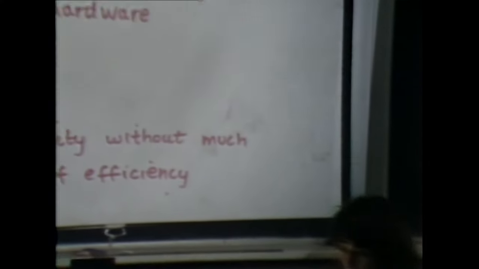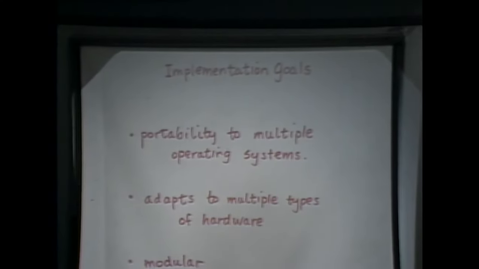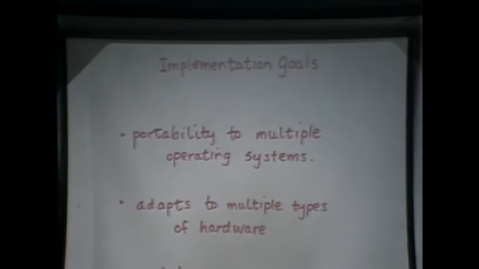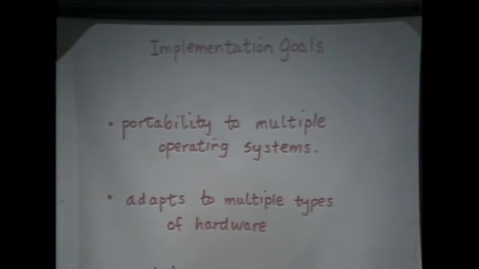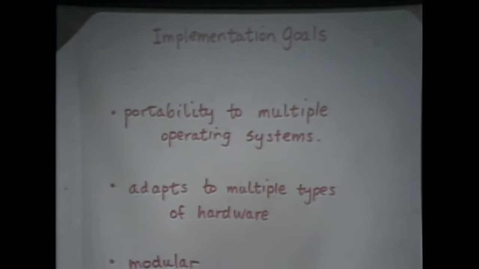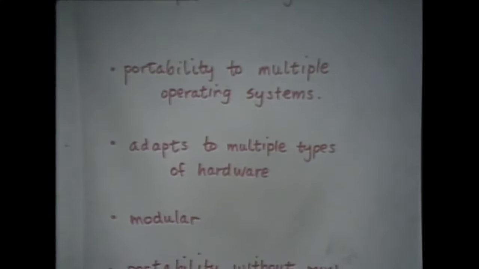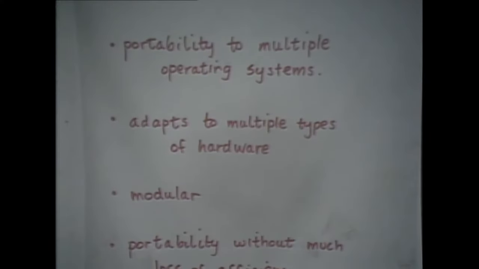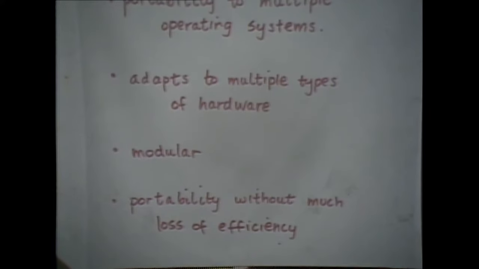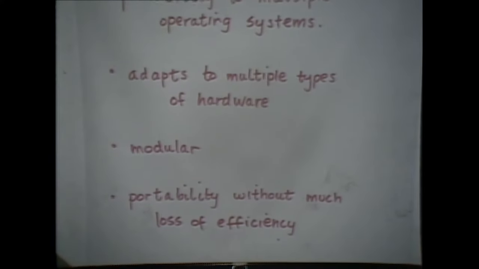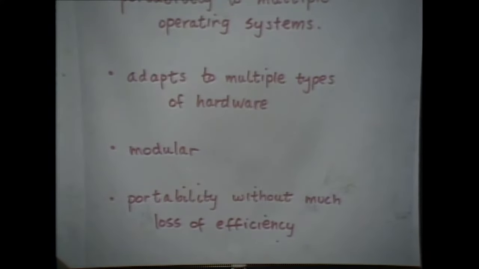Portability to multiple operating systems, and not just wedded to 4.2 Unix. Adaptability to multiple types of hardware, from low-end monochrome frame buffers to high-end systems with sophisticated hardware support for state and windowing. Modularity, so that you can take out some of the software we've written and instead use your hardware to actually do the graphics. And portability without much loss of efficiency. We'd like it to run well on monochrome frame buffers and on that sophisticated hardware.